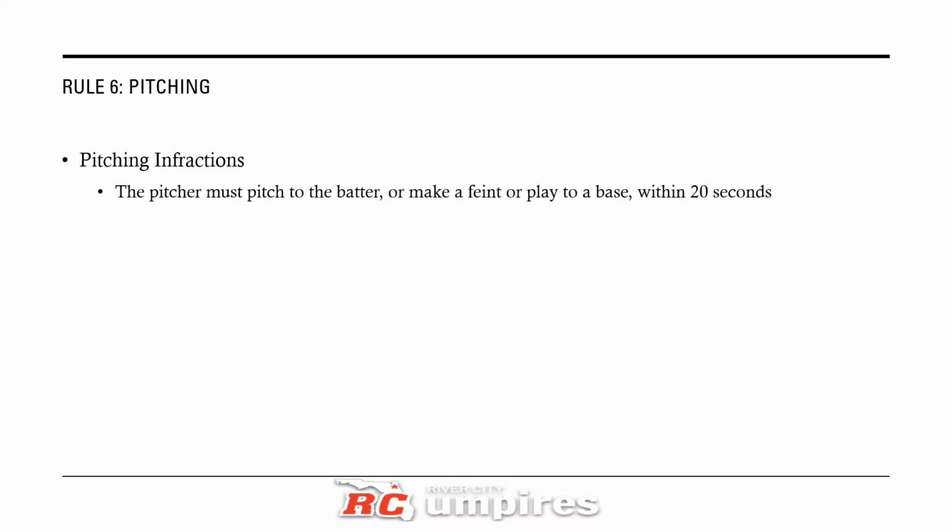More pitching infractions. The pitcher must pitch to the batter or make a feint to or play to a base within 20 seconds. This probably only happens about 20% of the time. If you think Major League Baseball is fast now, at some point we will have a pitch clock. You can enforce this. Penalty is this: a ball is awarded to the batter.